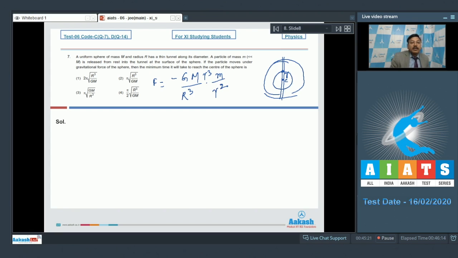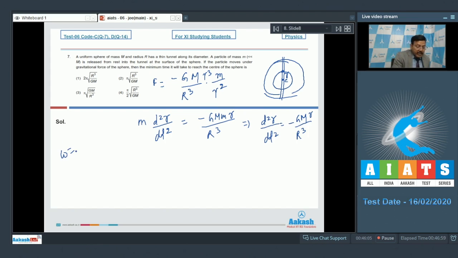This is the expression for the gravitational force. This also is the expression for the restoring force. So that means we can now write m d2r by dt square is coming out to be equal to minus G M m r by R cubed, and this means that d2r by dt square is minus G M into r by R cubed, with m canceling on both sides. So we have the differential equation for the SHM. The value of omega will be under root of GM by R cubed.